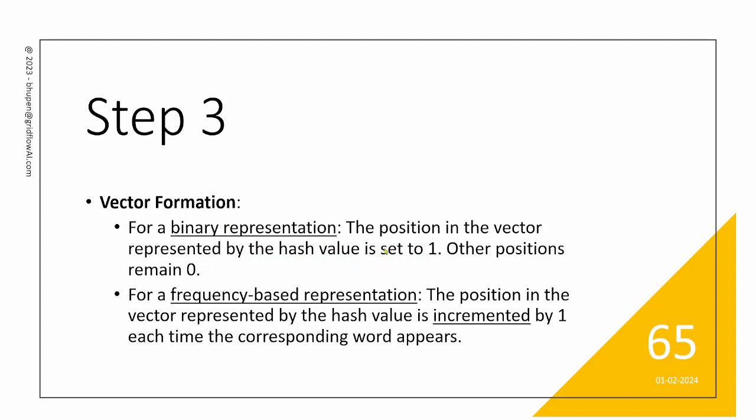That means the hash value is set to 1. It does not matter how many times the token is present in the document, it will be simply set to 1. If it is not present, then it is going to be 0, which is the same as count vectorizer. The other one is a frequency-based representation. That means if the word is appearing 5 times in the document, then that would be represented by 5. And every time the word reappears or appears in a new document, the hash value is going to be incremented by 1.